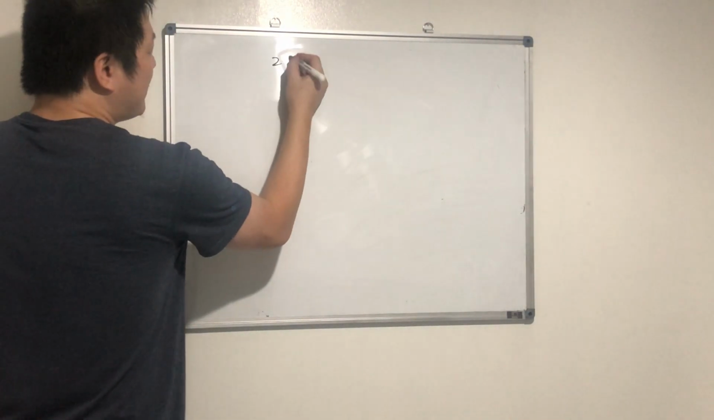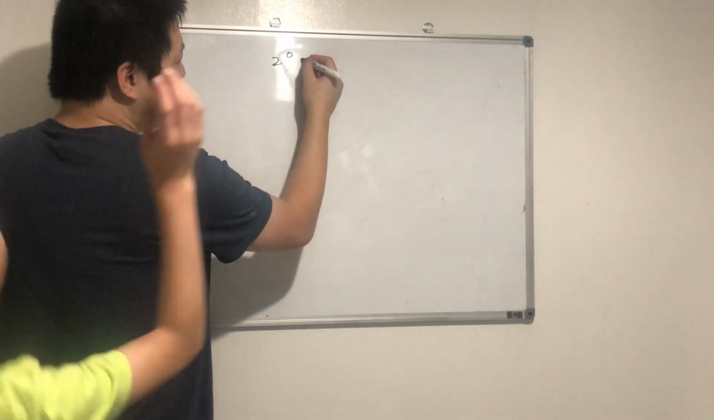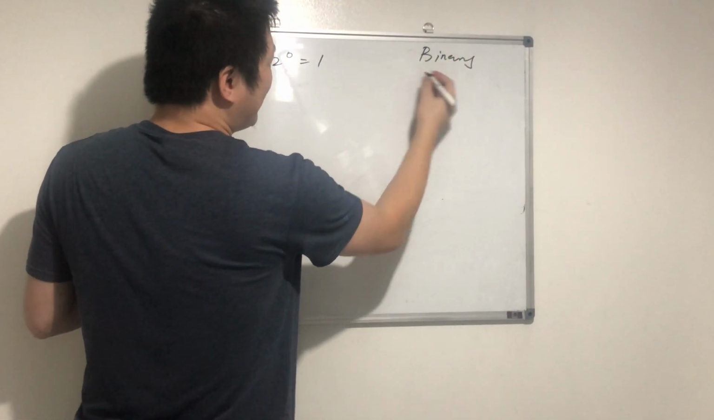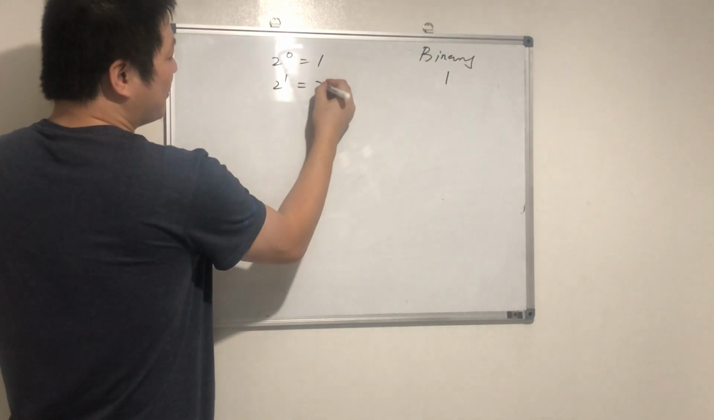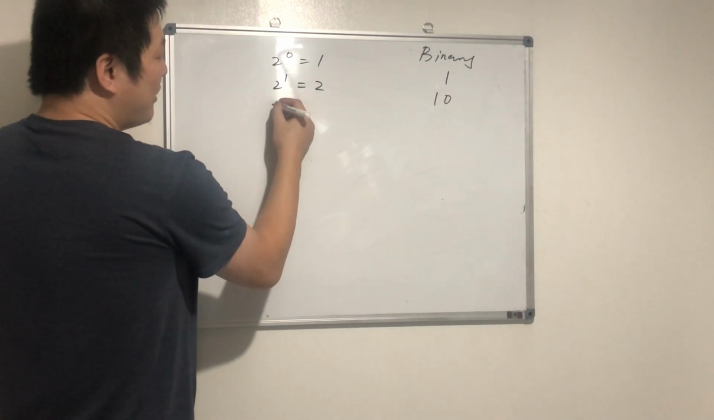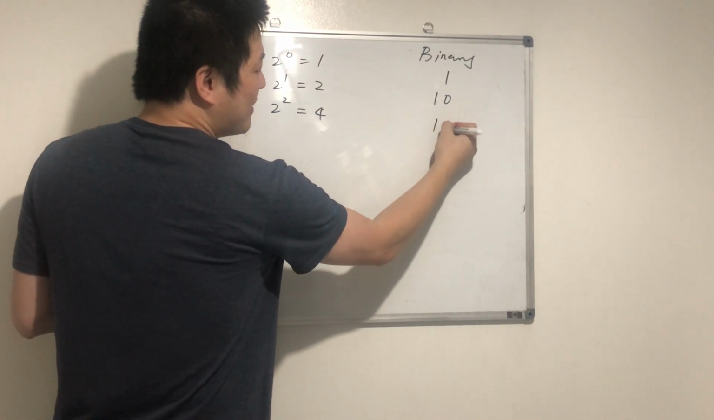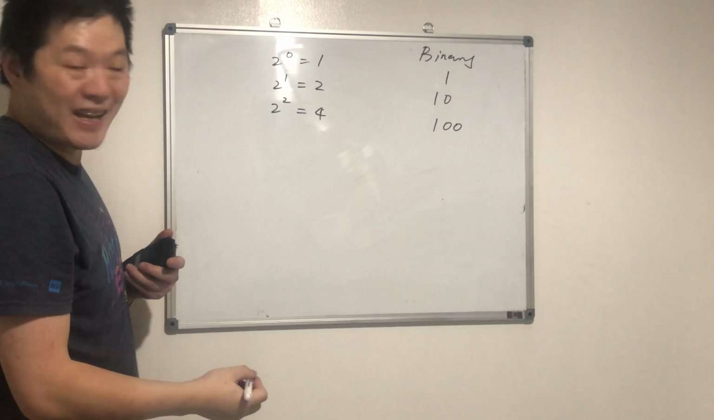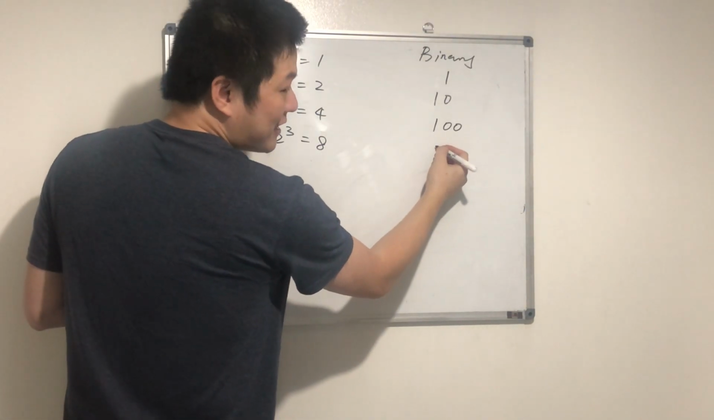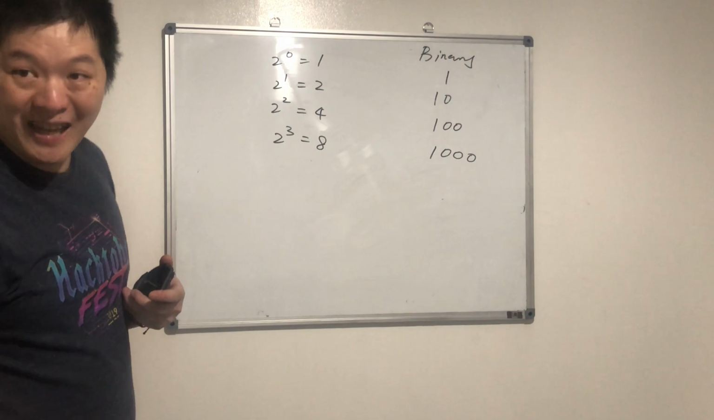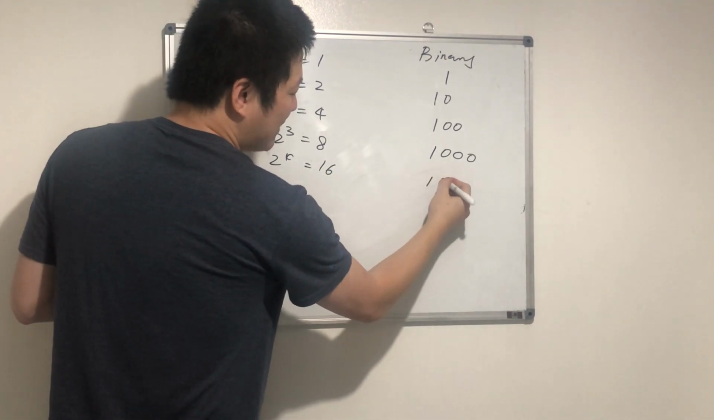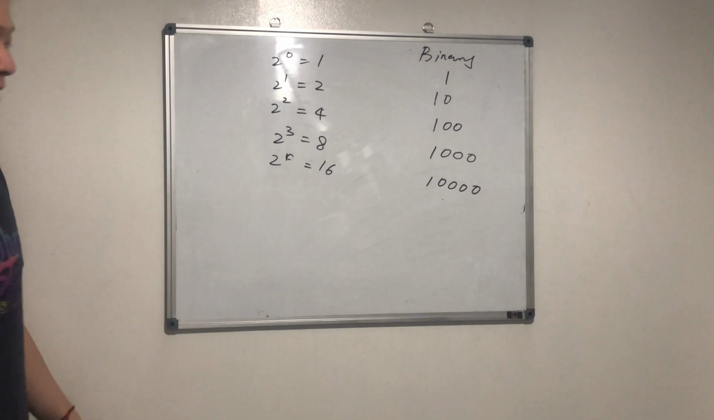2 to the power of 0 equals 1. In binary it is 1. 2 to the power of 1 equals 2, in binary it is 1, 0. 2 to the power of 2 is 4, in binary 1, 0, 0. 2 to the power of 3 equals 8, in binary 1, 0, 0, 0. 2 to the power of 4 equals 16, in binary 1, 0, 0, 0, 0. So do you need me to keep writing?